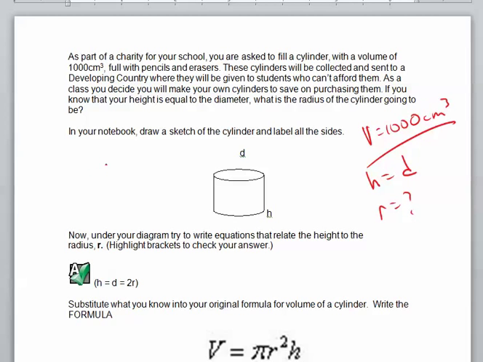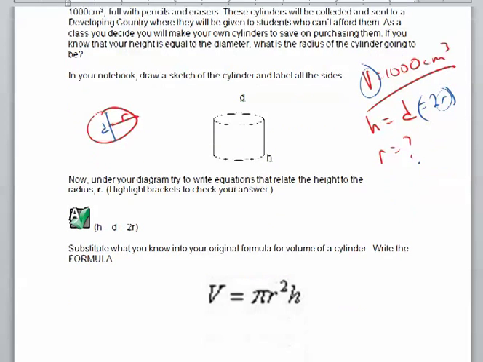Well, I know that on a circle, the radius is from the center to the edge, and I know that the diameter is all the way across. So I also know that the height is 2 times the radius, because the diameter is 2 times the radius. And it's kind of important, I can't have too many different letters, so I can have volume and radius, but I can't stick diameter and height and everything else in there at the same time.